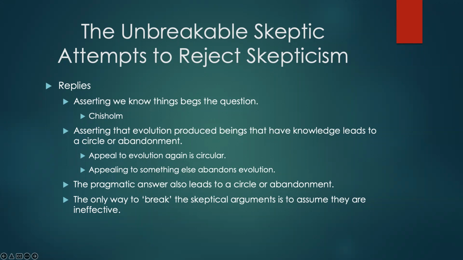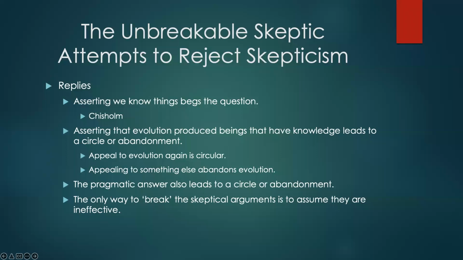So what about evolution? Well, this seems to also run into the trap of a circle. If you ask why I think that evolution shows that we know stuff, and they say evolution shows we know stuff, circle. If they bring up something else, then of course it's a new thing. It's not evolution, and that can be attacked as well. The pragmatic answer also seems to run into a similar problem. If you say, why should I believe that we know stuff on pragmatic grounds? If they don't give a reason, then no reason. And if the reason is that pragmatically you should believe pragmatically, that runs in a circle.